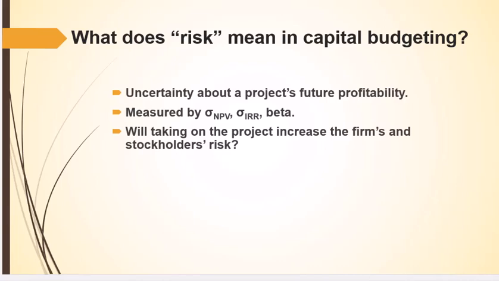So how do we measure this? We can measure it by the standard deviations of either net present value or the internal rate of return, or we could also use beta. So the question we want to try to ask and answer is, will taking on this project increase the firm's and/or the stakeholders' risk in the company?